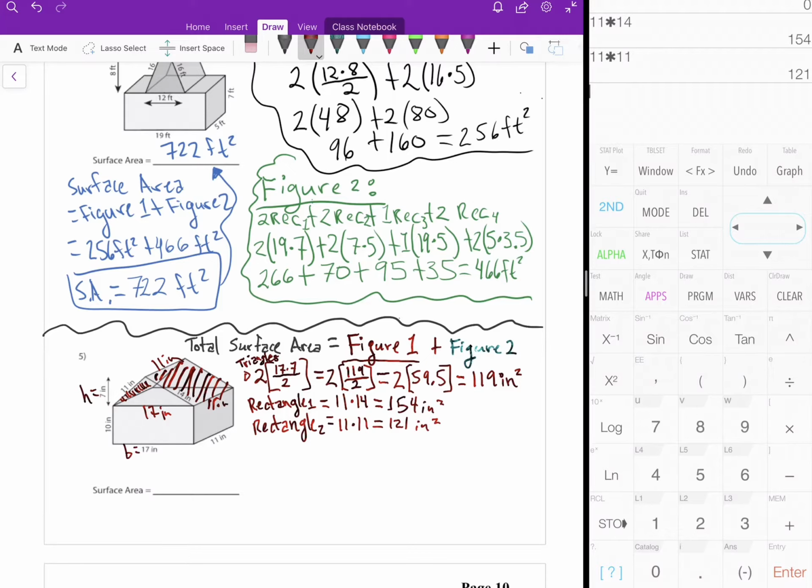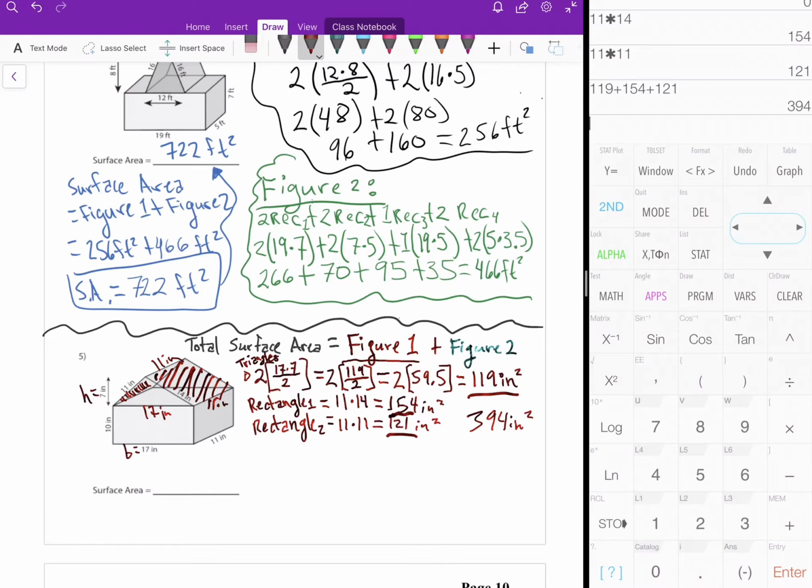Now I have all the surface area of the triangular prism, so I just add those three for figure 1. So I have 119, 154, and 121. So let's add them up. 119 plus 154 plus 121 is going to be 394. So here, my figure 1 is going to be 394 inches squared, and that's how I find figure 1.